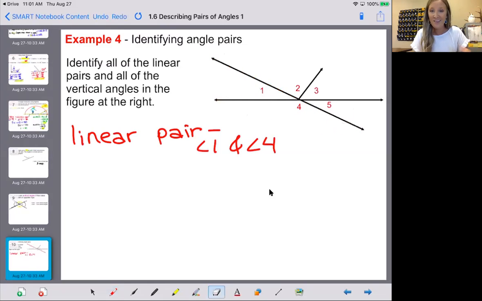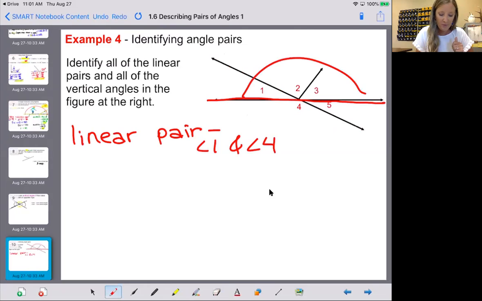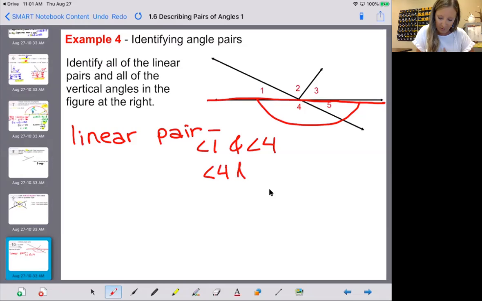I don't know if you see it, but let me try to draw this line back in here. I originally asked you, is it 1, 2, and 3? It is not 1, 2, and 3, right? Because those are 3 angles. Do you see it? It's angles 4 and 5. Angle 4 and angle 5 are also a linear pair. So we have 2 sets of linear pairs. Let's next look at vertical angles.